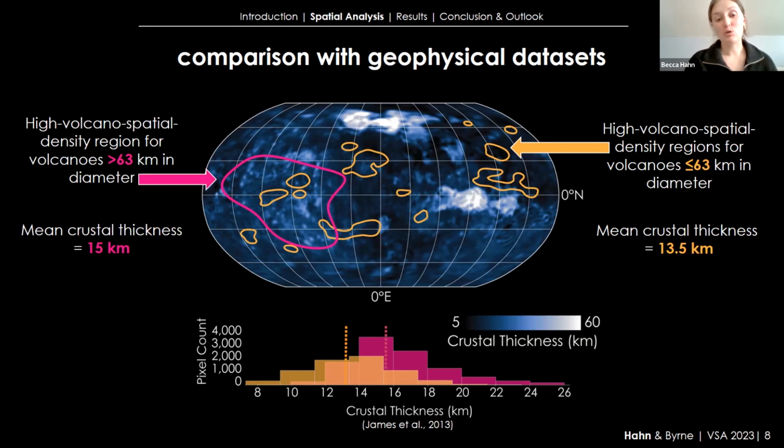Ultimately, what we found was that for the larger volcanoes, greater than 63 kilometers in diameter, there was an average crustal thickness of about 15 kilometers associated with that region. For the smaller volcanoes, those less than or equal to 63 kilometers in diameter, we found an average crustal thickness of 13.5 kilometers in those distributed regions. Next slide, please.